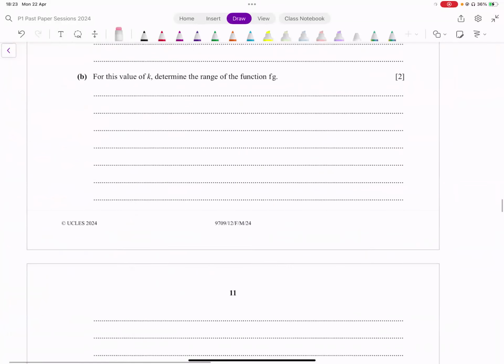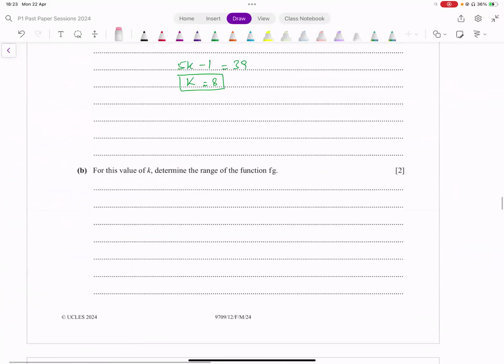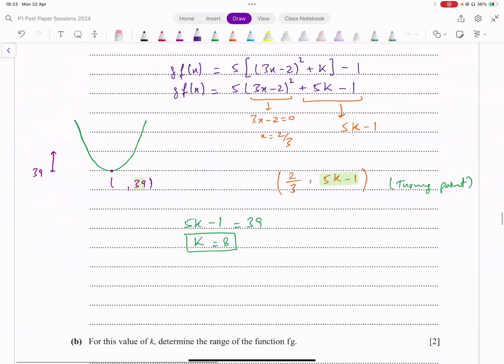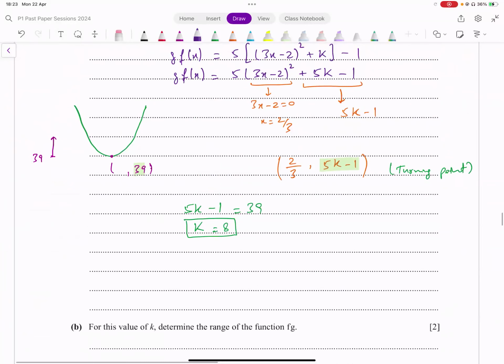Now let's look at the next one. It says, for this value of k, determine the range of fg. So now that we know the value of k, they're saying the value of k is supposed to be taken as 8, what you found in the previous part. Determine the range of fg. Okay, fg. Let's first of all find the function fg. What is fg going to be?